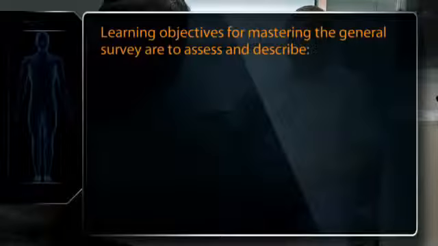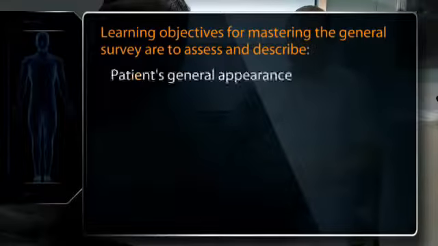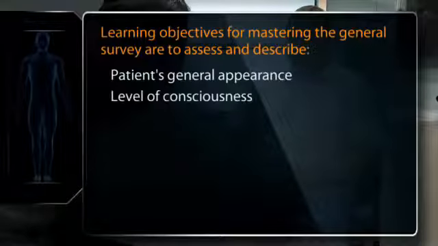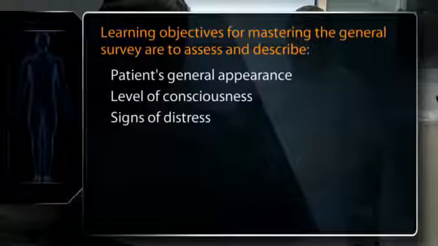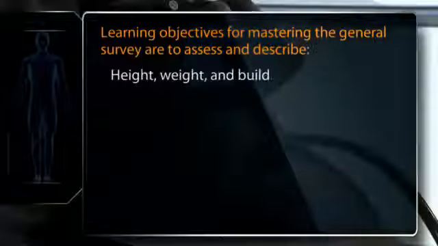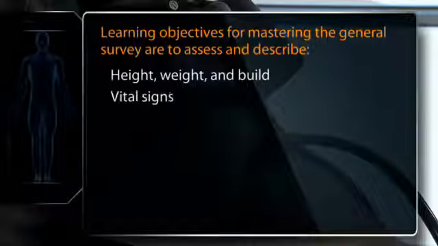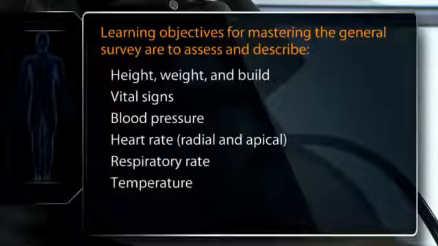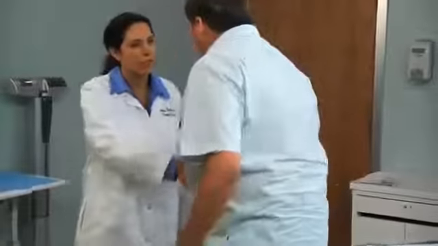Your learning objectives for mastering the general survey are to assess and describe the patient's general appearance, including level of consciousness, signs of distress, apparent state of health, and facial expression, to assess the height, weight, and build of the patient, and to measure the vital signs, including the blood pressure, heart rate, both radial and apical, respiratory rate, and temperature.